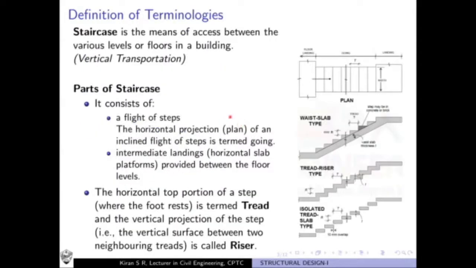Now let's first define staircase. Staircase is a means by which you can access different levels or floors of a building, by which we mean vertical transportation. That is, if you want to move from one floor level to another, then we make use of staircase. You all might have seen staircase in different buildings and of different types and shapes and different geometric orientations, about which we shall deal very briefly.